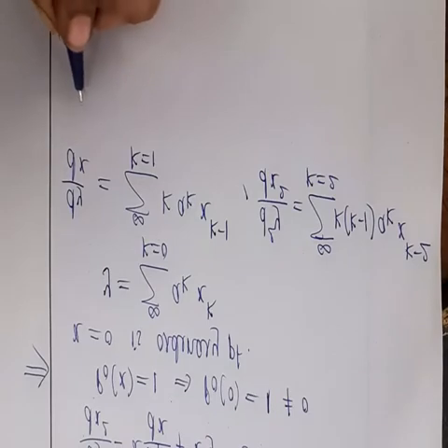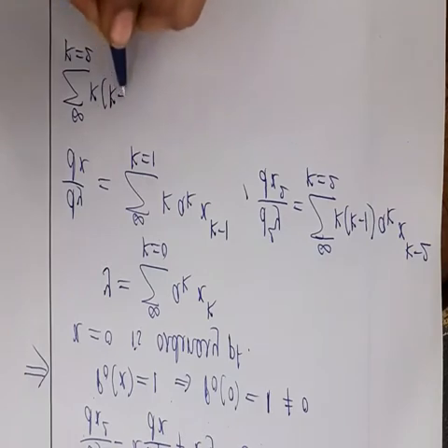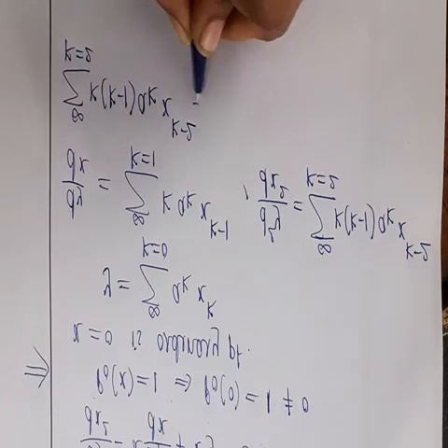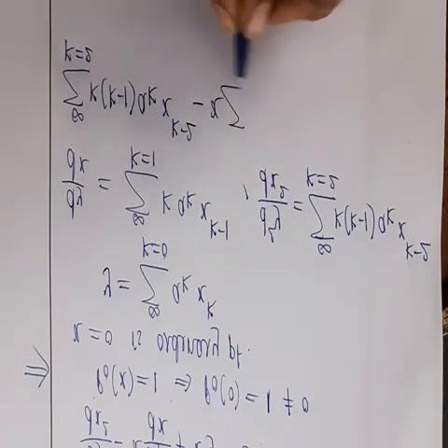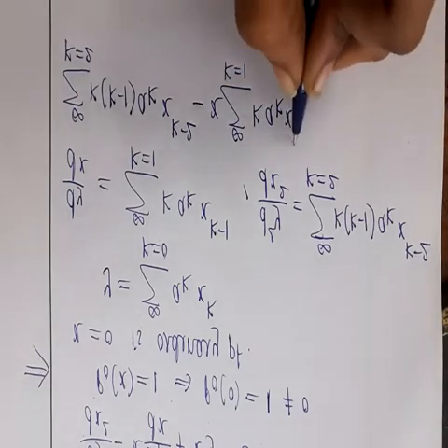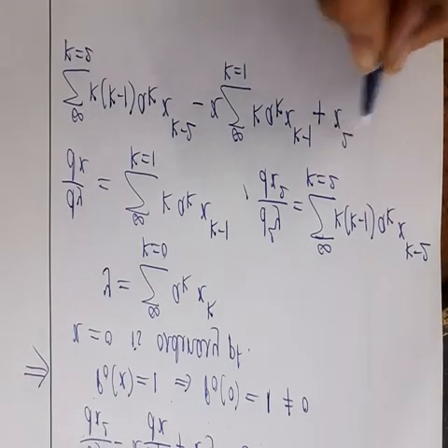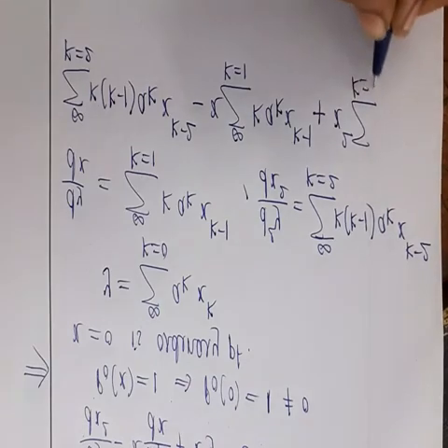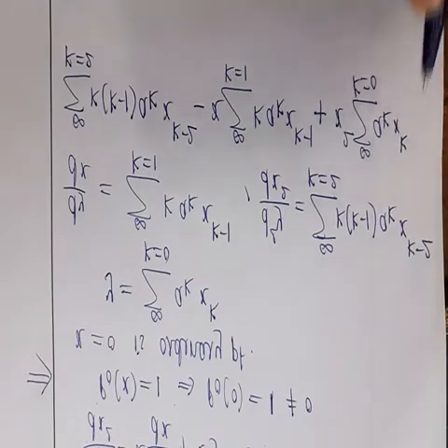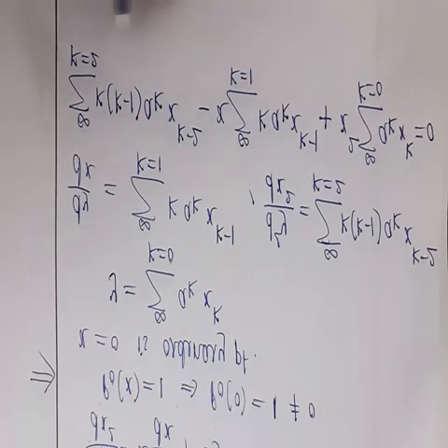Now substituting all the values in the given differential equation, the differential equation becomes: d2y by dx square is the first term, so summation k is equal to 2 to infinity k multiplied by k minus 1 ak x to the power k minus 2, minus x times dy by dx, so summation k is equal to 1 to infinity k multiplied by ak x to the power k minus 1, plus x square multiplied by y, so summation k is equal to 0 to infinity ak x to the power k, and this is equal to 0.